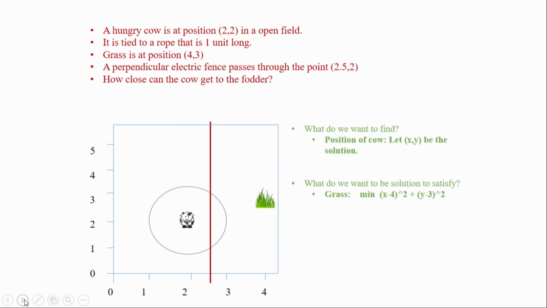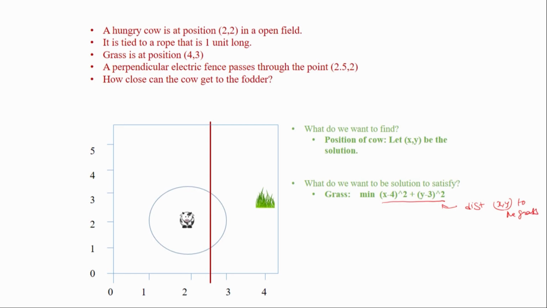So why is this the right objective function? So x minus 4 squared plus y minus 3 squared. So what is this function? So what is this capturing? Precisely, right? So this is just the distance of x comma y to the grass, right?